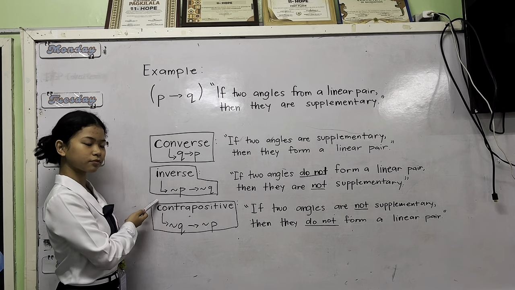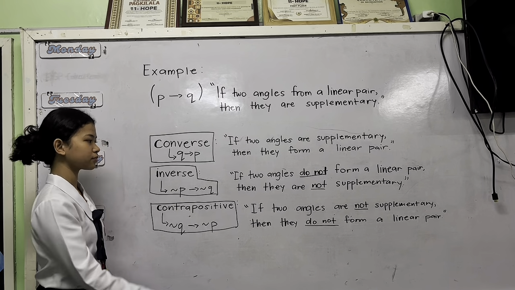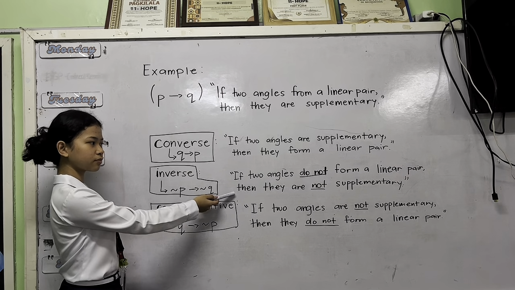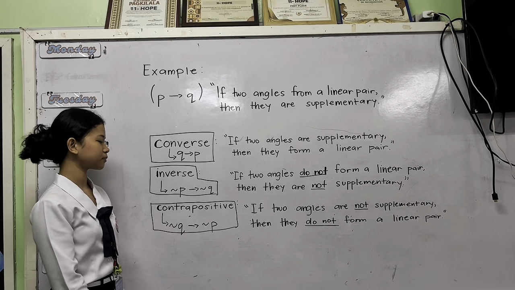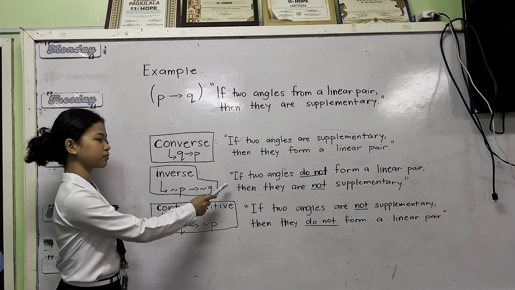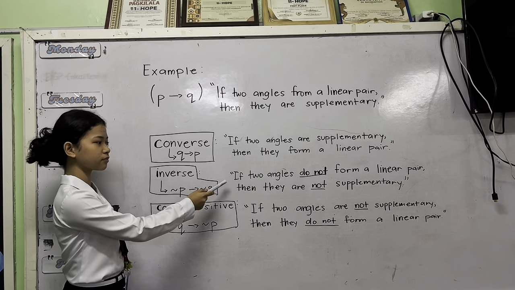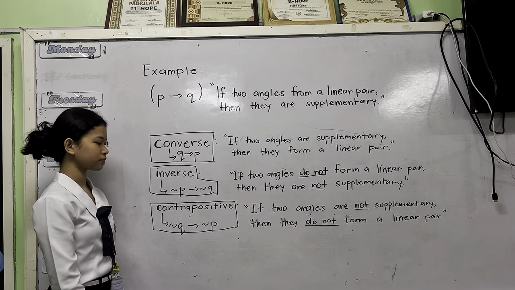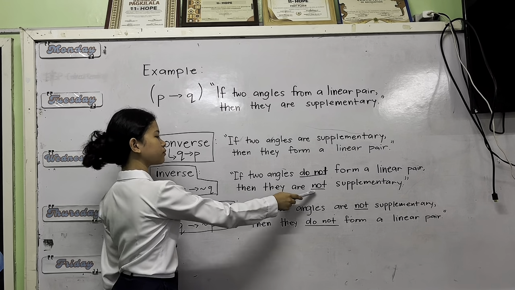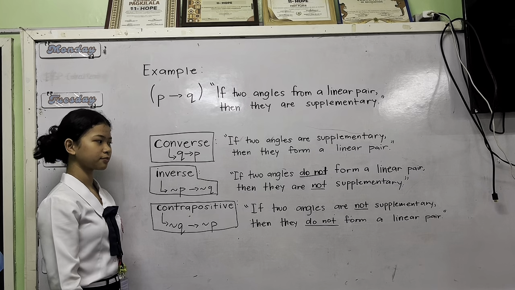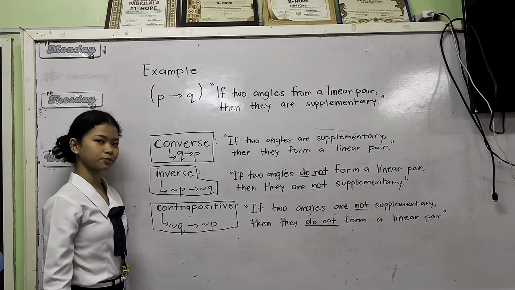So what about our inverse? Not P implies not Q. If two angles do not form a linear pair, then they are not supplementary. So the positions stay the same, but you just have to negate both propositions. For the proposition P, you add the words do not, while for proposition Q, you add the word not. This is the inverse of the conditional.